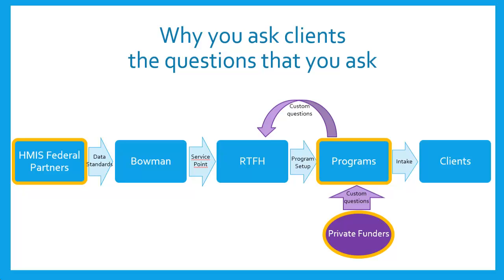The RTFH helps local agencies use the system through program setup and appropriate training. Program staff are then able to work with clients and conduct intakes and data collection. If programs have private funding requirements, the funder determines what questions and answers are to be asked. The local program determines custom questions, and then works with the RTFH to set up the system. Similarly, if federally funded projects have needs above and beyond what the data standards dictate, the program determines the additional questions, and works with the RTFH to set up the system.